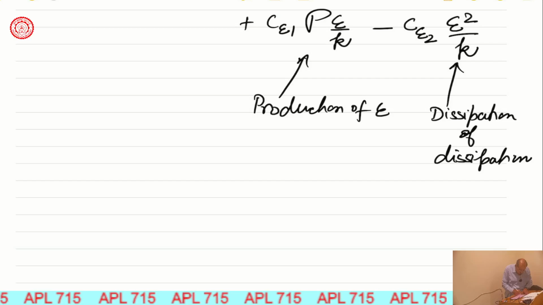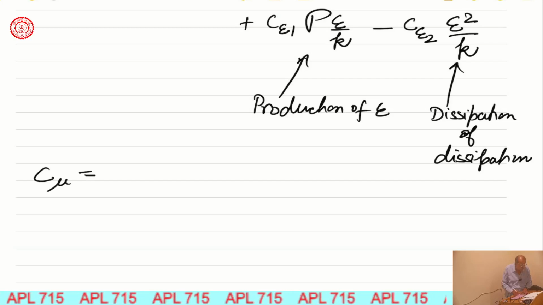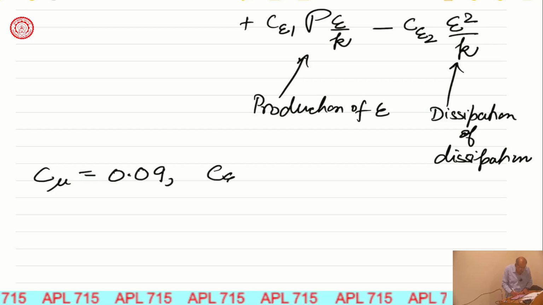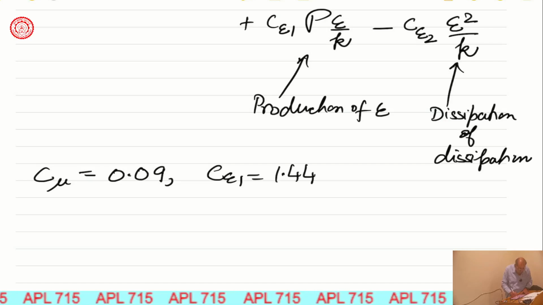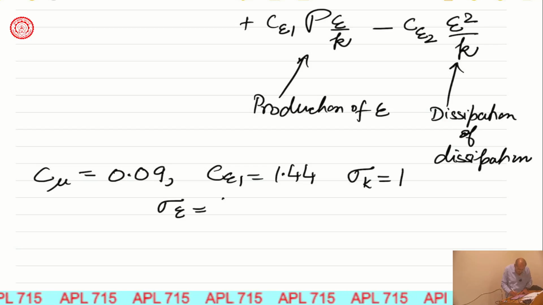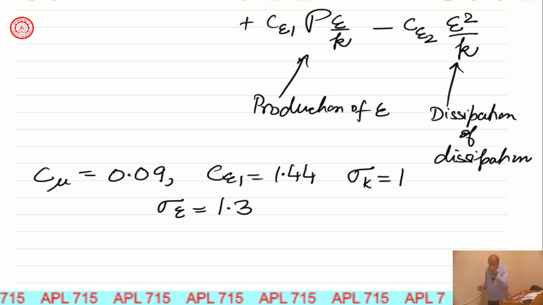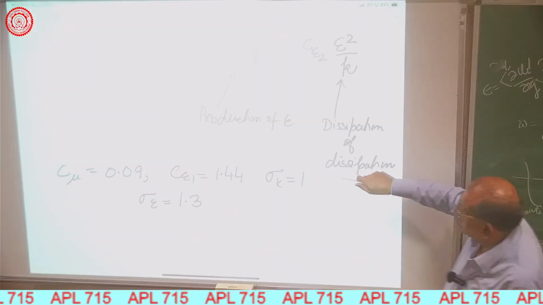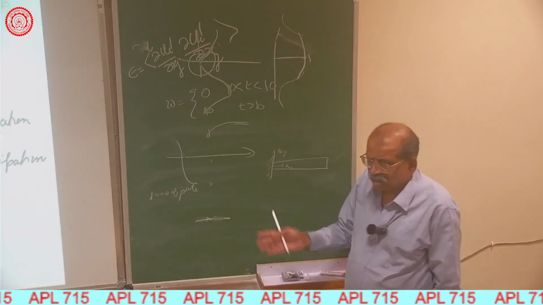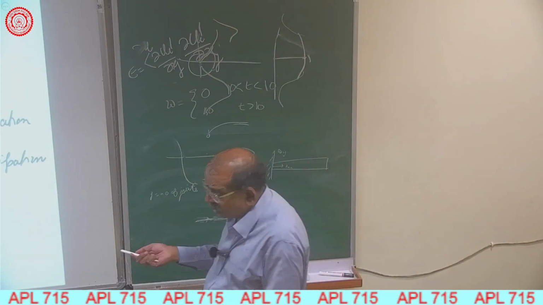And what Launder and Sharma worked out was C mu is equal to 0.9, C epsilon 1 is equal to 1.44, sigma k is 1, sigma epsilon is equal to 1.3. So this is what was Launder and Sharma's contribution. They came up with this. Now, one of the questions you will have in mind is, how do we get these constants? A very fair question. We have to look at that.